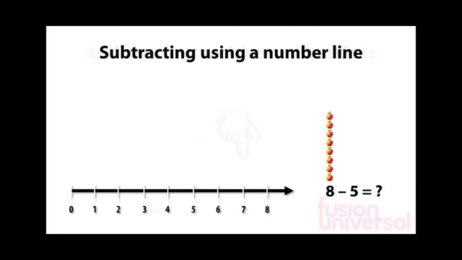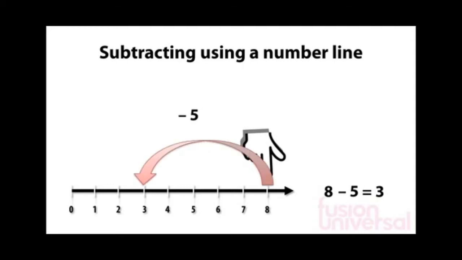Now let's look at a subtraction sum. Here we are going to subtract 5 from 8. We start off by putting 8 apples on the number line. Then we want to subtract 5 apples from this pile. Each time we subtract 1 apple, we move 1 to the left. The overall effect of subtracting or taking away 5 from 8 is to move 5 to the left, giving us the answer 3. So 8 subtract 5 is equal to 3.